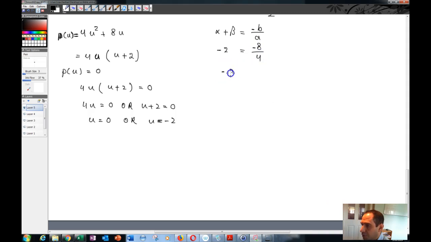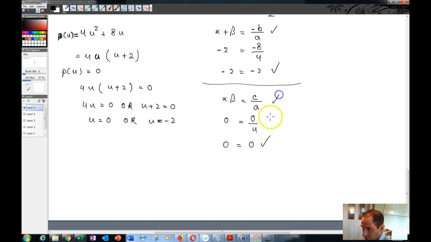Negative 8 by 4, so negative 2 is equal to negative 2, and that relationship holds. And also alpha beta is equal to c by a. So alpha beta is 0 times negative 2, which is equal to 0, is equal to c by a. A is equal to 4, 0 divided by 4, so 0 is equal to 0, and this relationship also holds.